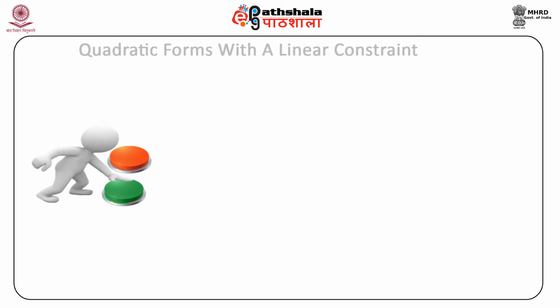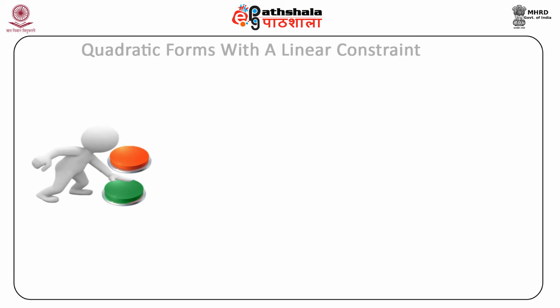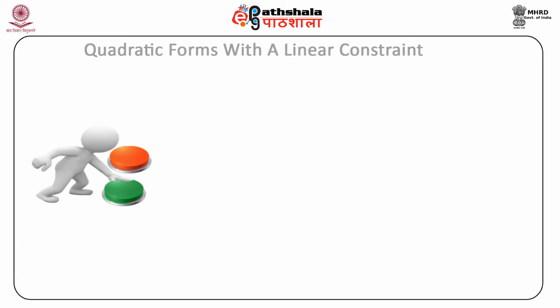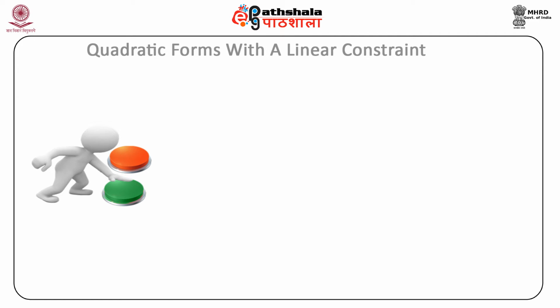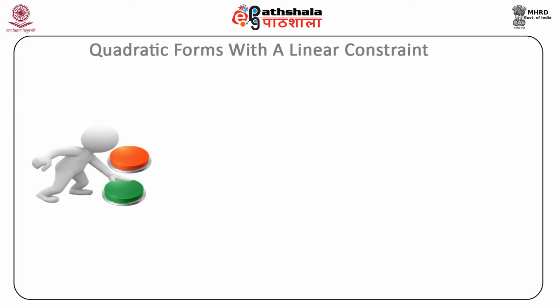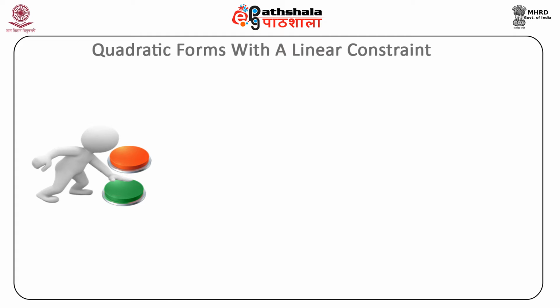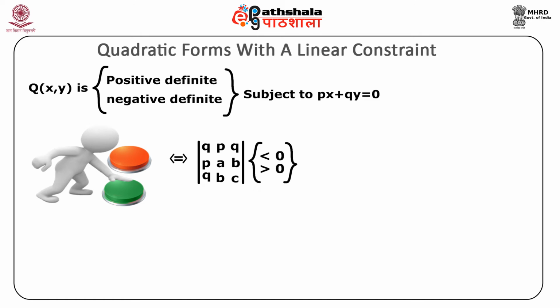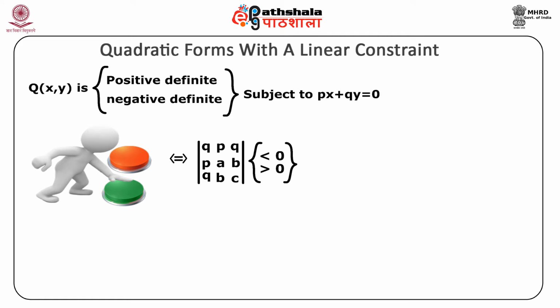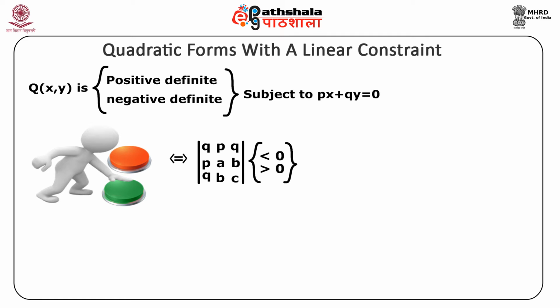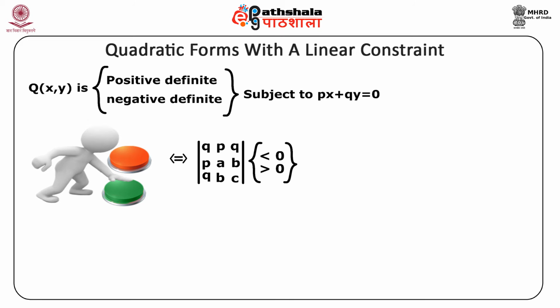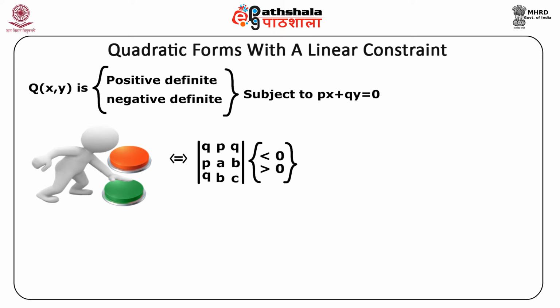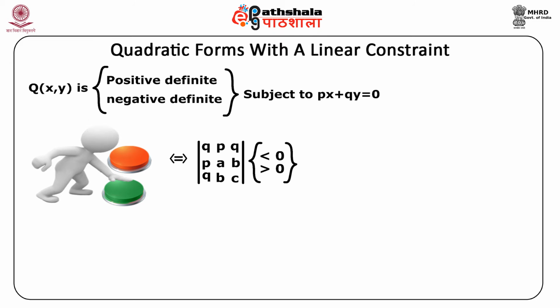This border is simply composed of 0 on the principal diagonal and the coefficients of x and y from the constraint forming the remaining two elements. This bordered discriminant is symmetric. The definiteness condition for Q can be stated in terms of this bordered discriminant. Q, a function of x, y, is positive definite, negative definite, subject to px plus qy equal to 0, which implies the determinant of 0, p, q; p, a, b; q, b, c is less than 0 or greater than 0.